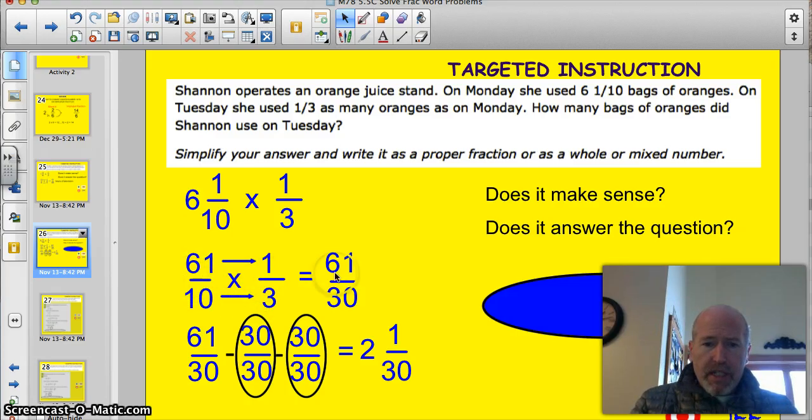61 times 1 is 61. 10 times 3 is 30. So I'll come up with my answer, 61/30. But I've got to express it in simplest form, so now I've got to go back to a mixed number. So I had 61/30. I know that 30 of them would make a whole, so I subtracted 30/30 here, and then I subtracted 30/30 again. So now I've got 61 minus 60, leaving me only 1/30 left. And here's my two wholes. Here's my one whole, two wholes, and I've shown it as a mixed number.